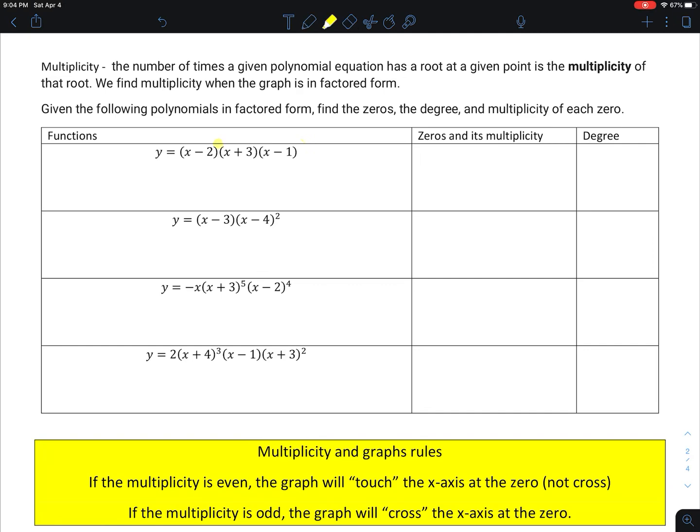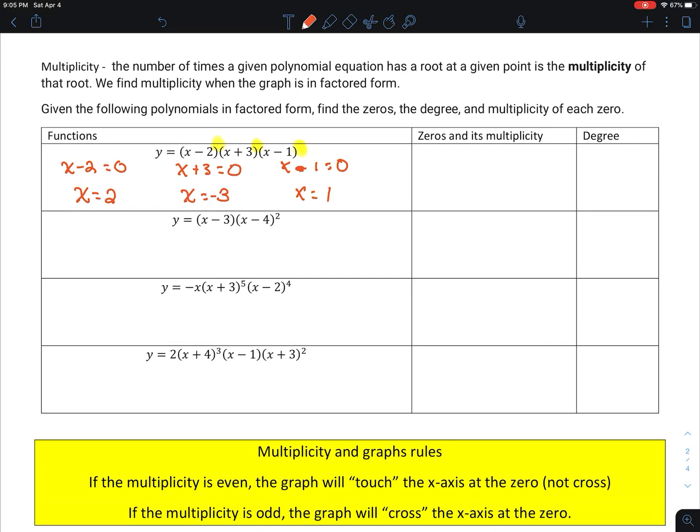If we notice in this first polynomial, every factor has an exponent of 1. So this polynomial has no multiplicity, or the multiplicity is 1, because every factor is raised to the first power. So how do we find the zeros? We learned from a previous video, x minus 2 equals 0, x plus 3 equals 0, and x minus 1 equals 0. Now in a minute I'm going to stop writing this out and just go straight to the answer. So we get x equals 2, x equals negative 3, x equals 1.